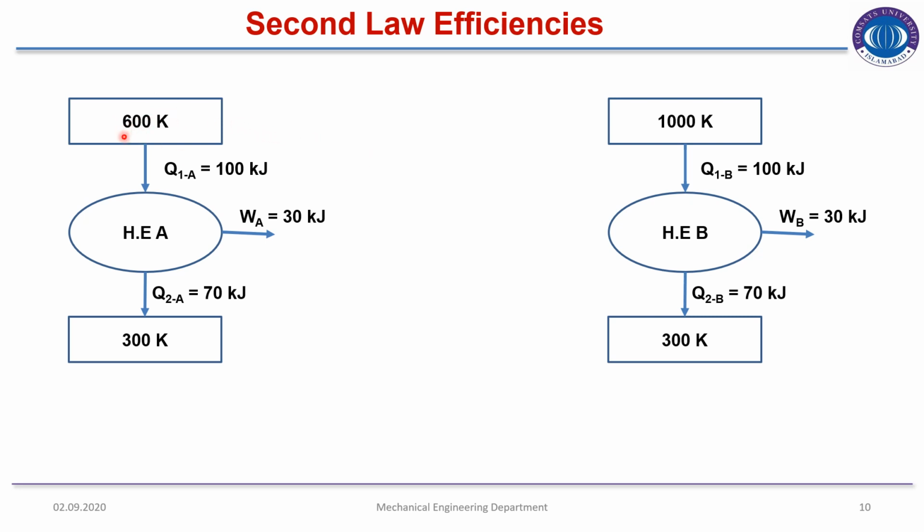So now, after solving this example, we will be able to comprehend why the second law efficiency is important. You should remember that the properties of heat engine A and B are all similar, except that the source temperature of heat engine A is less and heat engine B is greater.